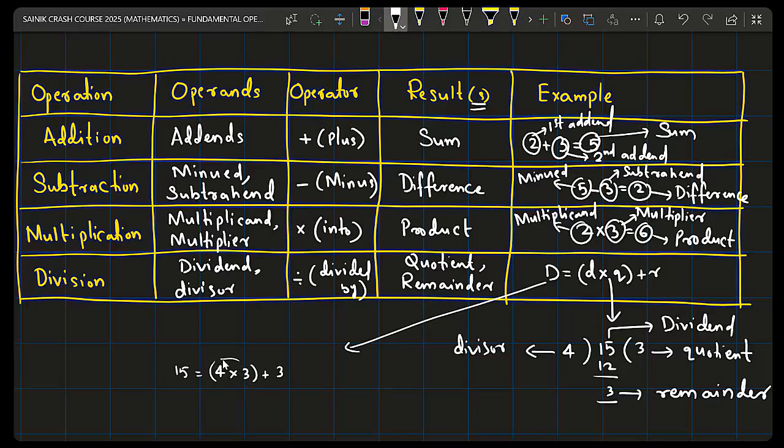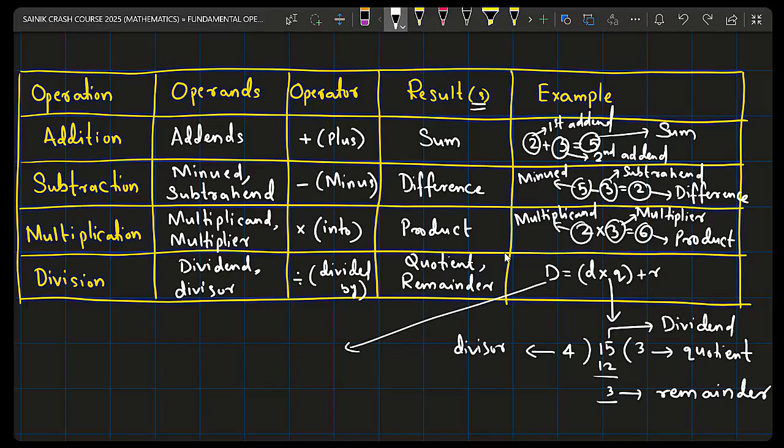First let us solve what is in the bracket. 4 threes are 12, and to 12 you add 3. 12 plus 3 is 15. So we got 15 equal to 15. Correct or wrong? Yes, sir, correct. For every division, we get dividend is equal to divisor into quotient plus remainder. We are going to solve more questions on this formula also, so you must remember this formula.